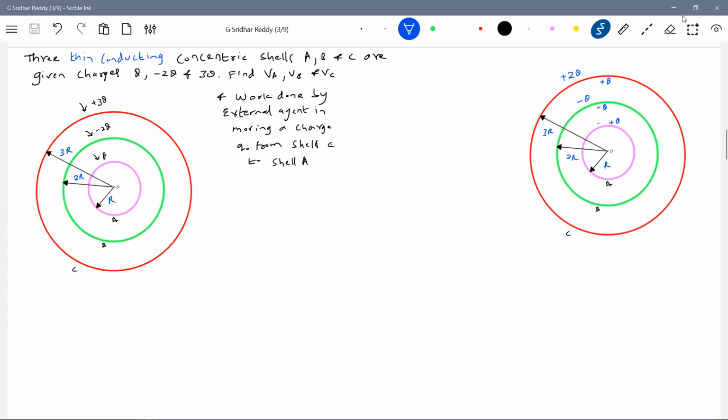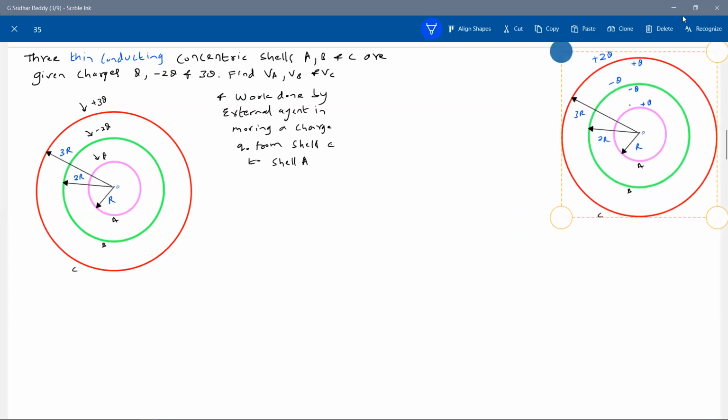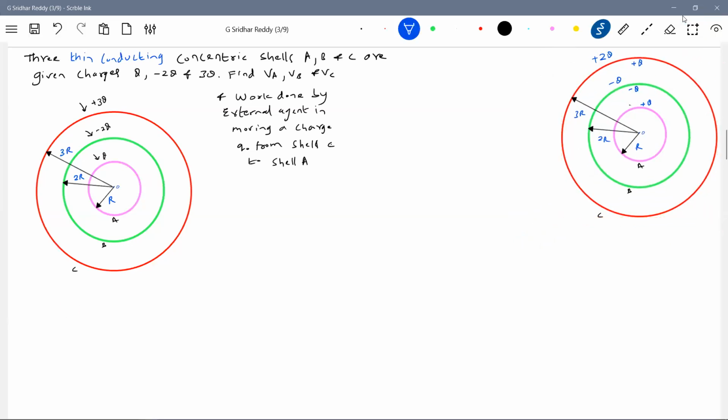Okay, let's calculate first the potential of shell A. And this is for your reference. They may ask you. I'll push it to the corner. Okay, now looking at this diagram, potential of shell A. When it comes to potential, what should we do? Superposition principle. First, only shell A is there. What is the potential on the surface? KQ by R.